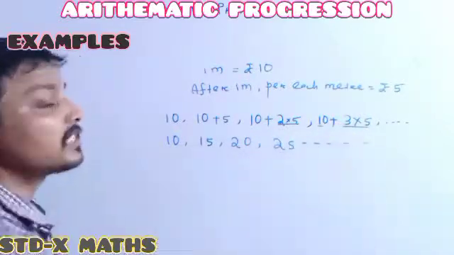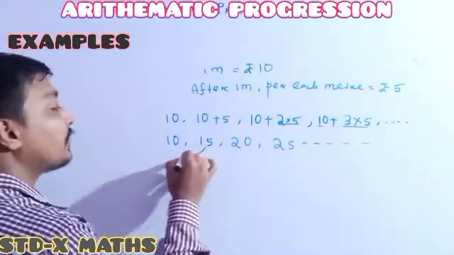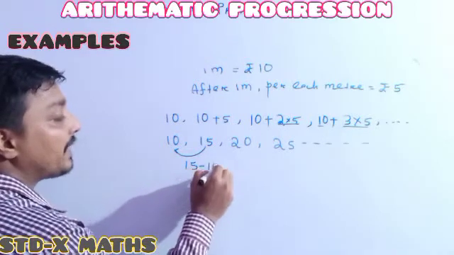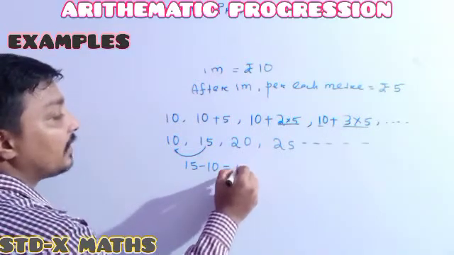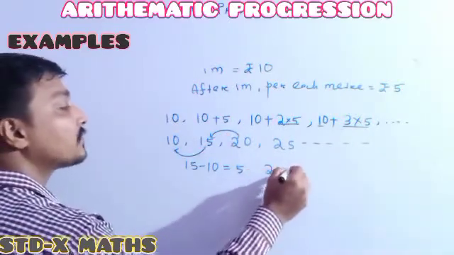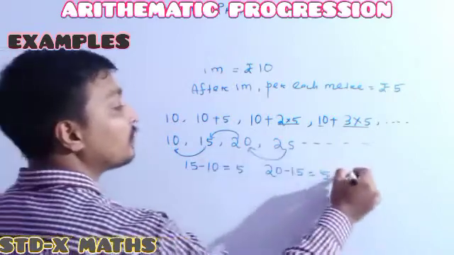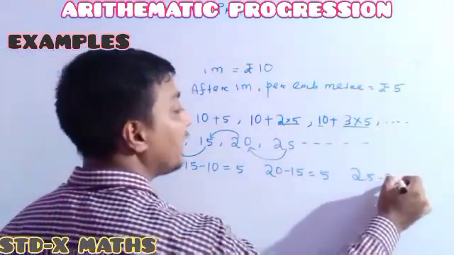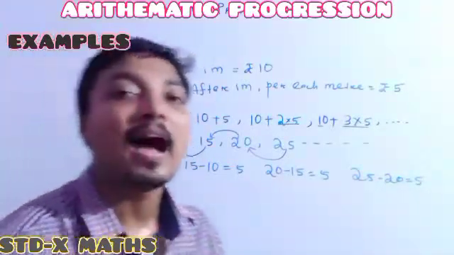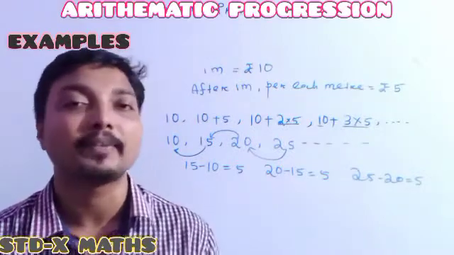See how to check whether the sequence is in AP or not. Everyone, here it is 15 minus 10, the difference is equal to 5. Here the difference is 20 minus 15, equal to 5. Here the difference is 25 minus 20, it is 5. As the difference is 5 everywhere, the sequence is in AP.